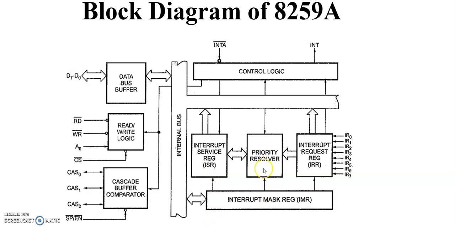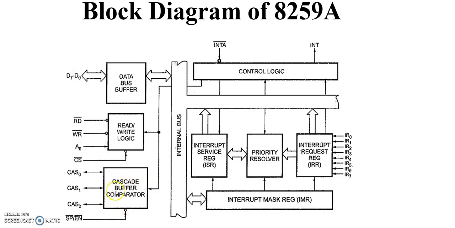The next one is the priority resolver. This acts as a judge that determines if and when an interrupt request on one of the IR lines is served. The next one is the cascade buffer. This block stores and compares the IDs of all 8259s used in the system.